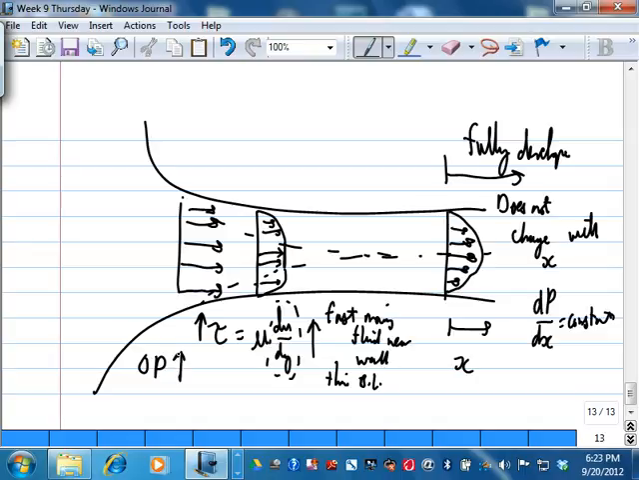is higher. So for the entry length, before the velocity is fully developed, you can expect the pressure drop to be higher than the one we estimated. So pressure drop is expected to be higher at regions where the velocity is still developing, or at the entry region here.